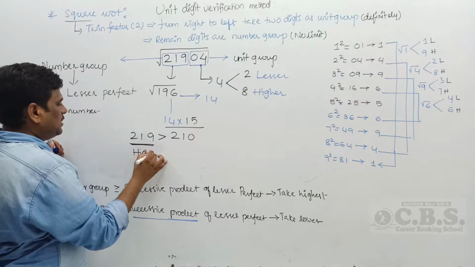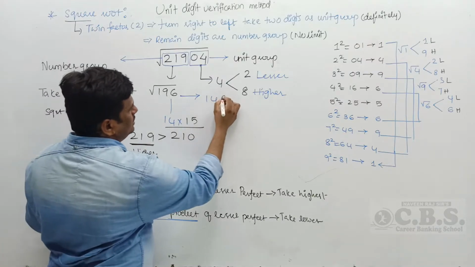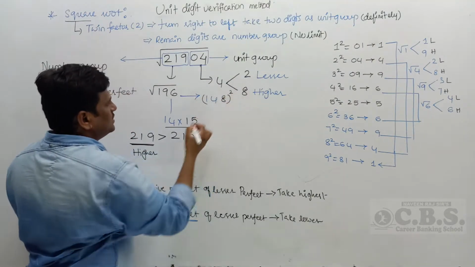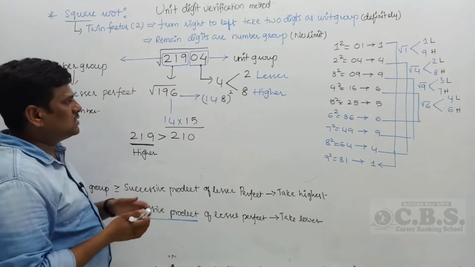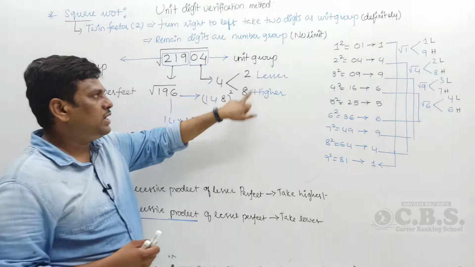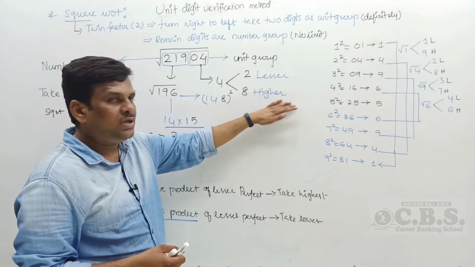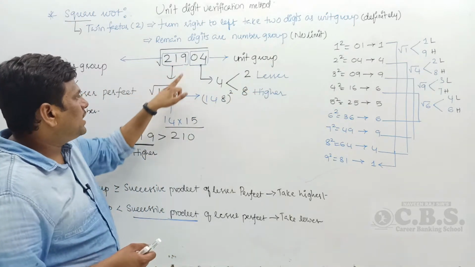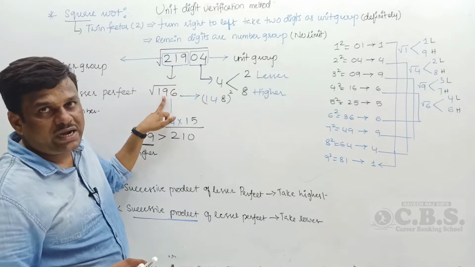Our number is higher, so take the higher digit. What is the higher digit? It is 8. Your answer is 148 whole square. This is the condition we are going to adopt here. The unit digit is 4. 4 happens at 2 and 8. 2 is the lesser and 8 the higher value. For 219, the lesser perfect square is 196.